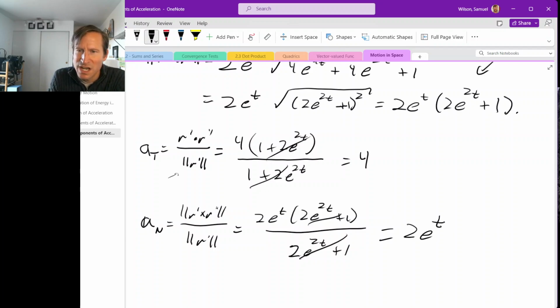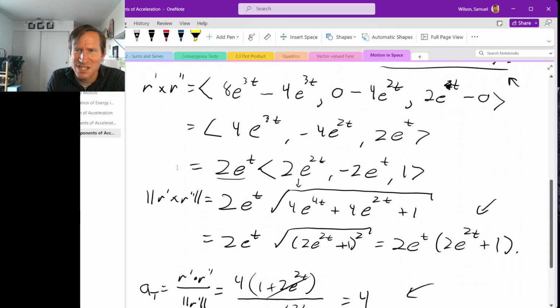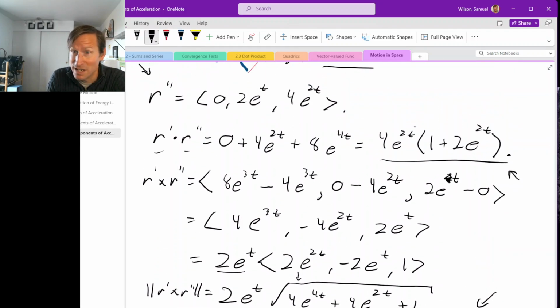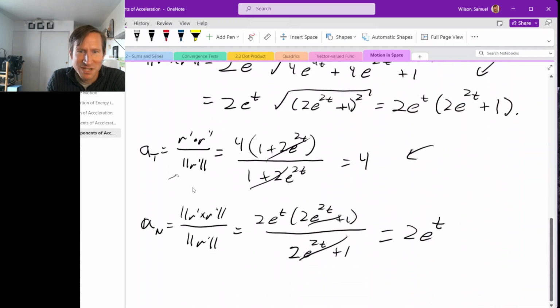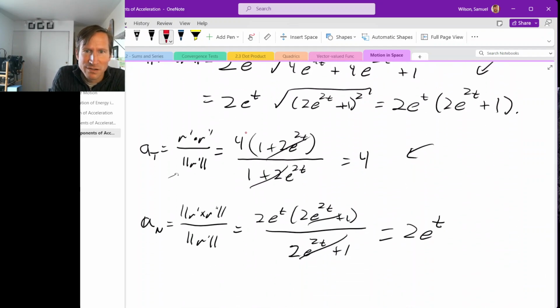And I think back here I dropped something, didn't I? Did I drop an e to the t? I did, an e to the 2t, yeah. So I dropped an e to the 2t right here. So this should have an e to the 2t. But this one is e to the t. Yes. Okay, there we go.